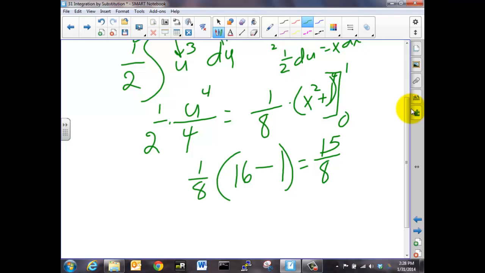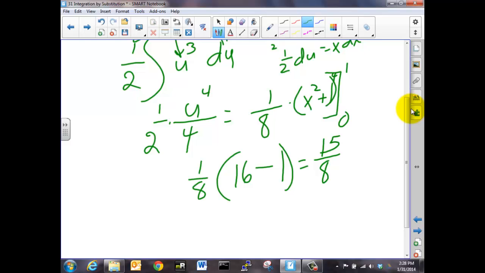Look, if we put the 1 in, 1 squared is 1, plus 1 is 2, 2 to the 4th is 16. I did it all in my head. I didn't write down anything, okay? And then when I put the 0 in, 0 squared is 0, plus 1 is 1, to the 4th is still 1. So I did it all in my head there. If you need to write it down, close your ears and write it down.